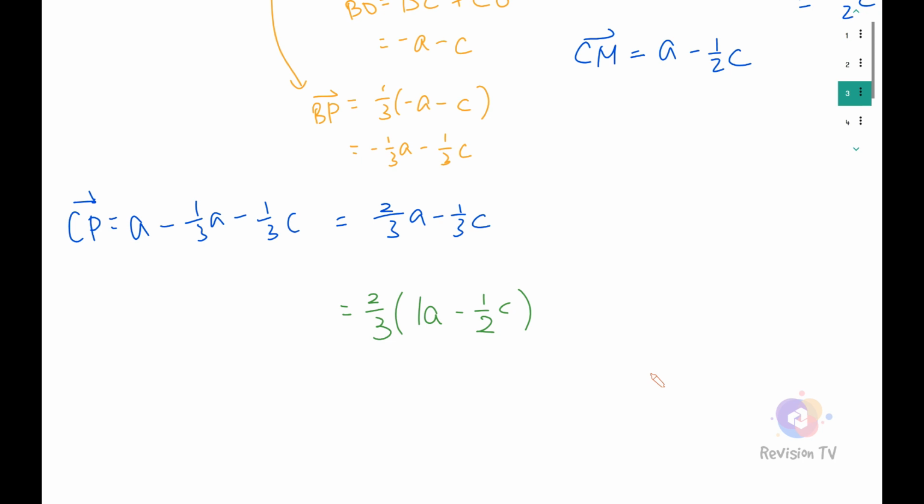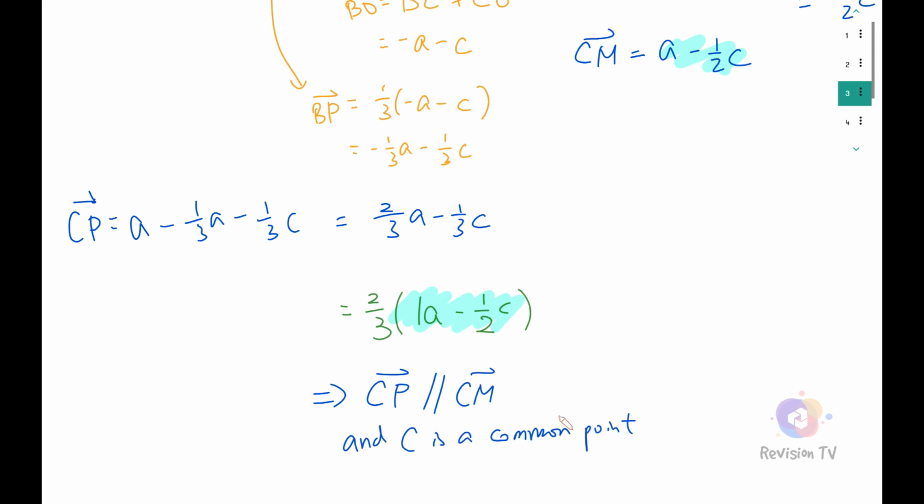So are they the same? Well, if they are the same, you can say CP is parallel to CM, and C is a common point. Now this line is required. Therefore, C, P, and M are collinear. Later in the practice, when I ask you to show collinear, that's what you show as well. Show they're parallel, and then whichever the common point you've taken from these two vectors, write it down, and then you can wrap up saying they're collinear.